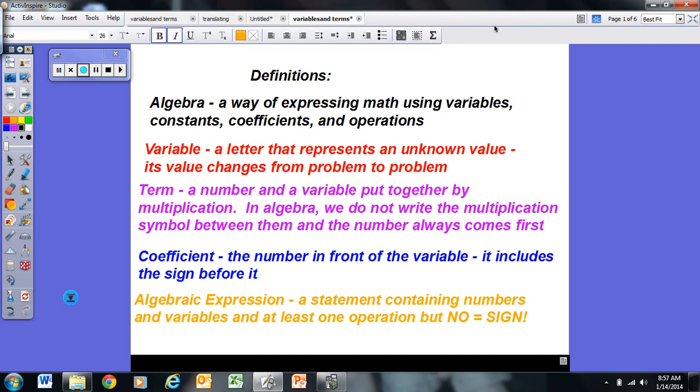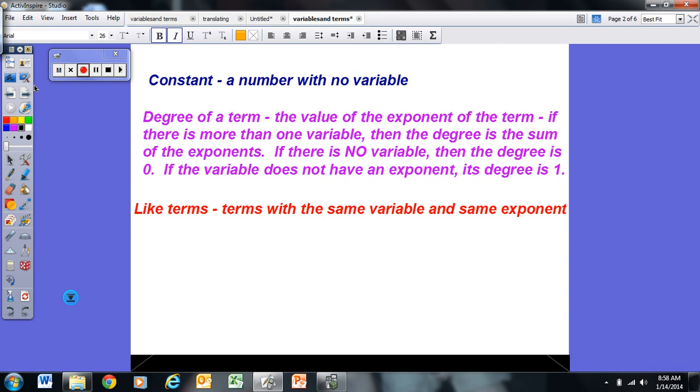Alright, so you have all those definitions. Again, pause the video right now. Make sure you write them all down. A constant is a number with no variable, just a number.